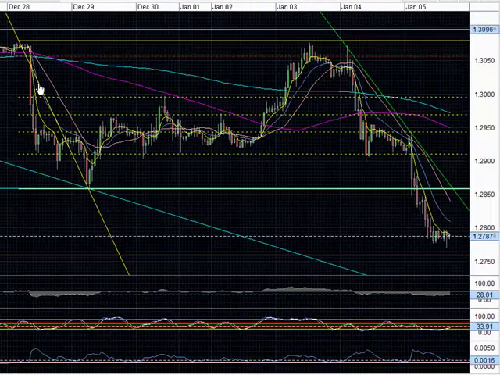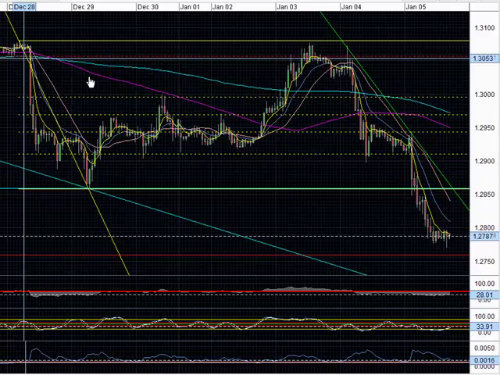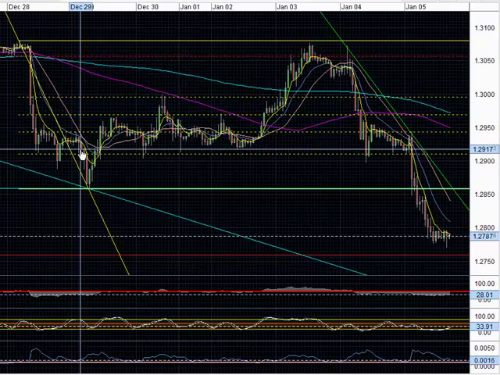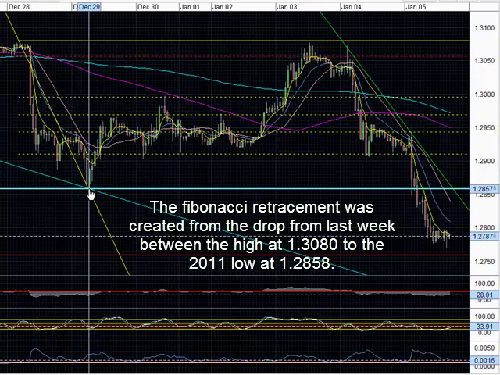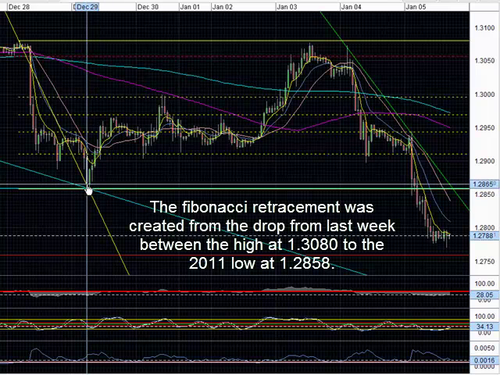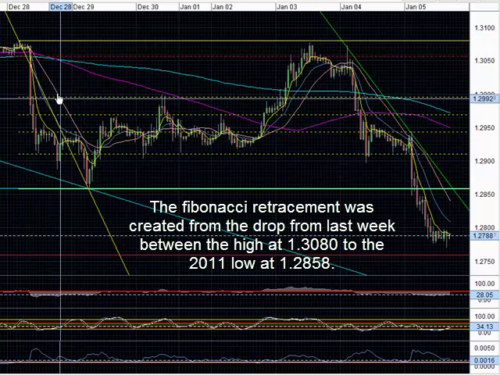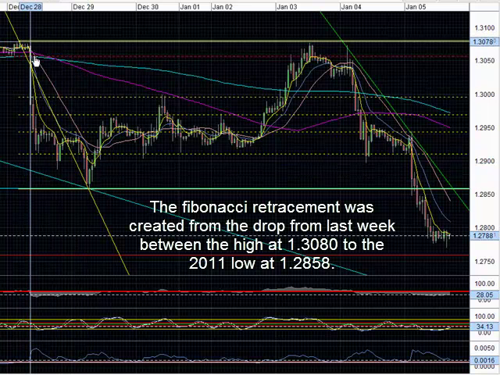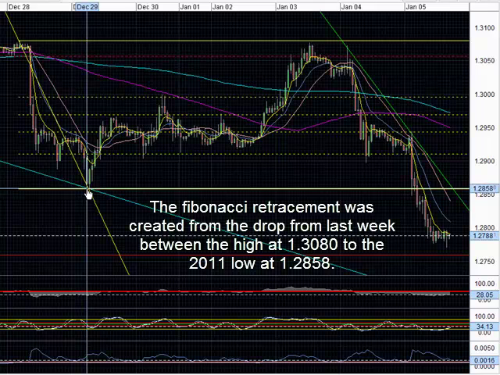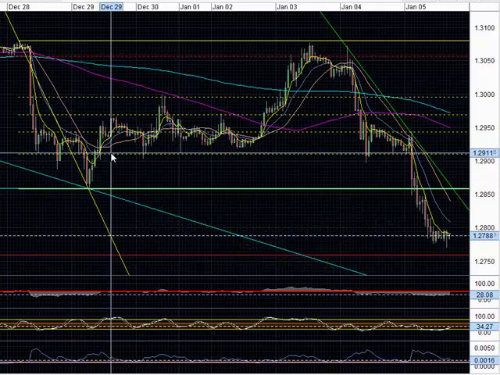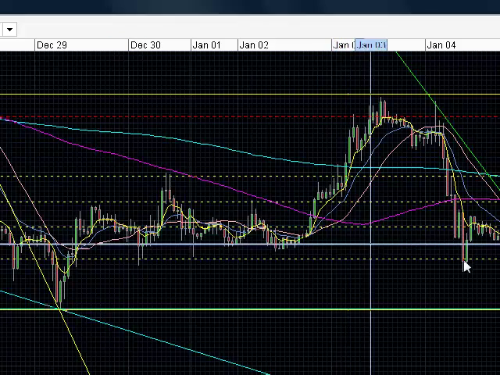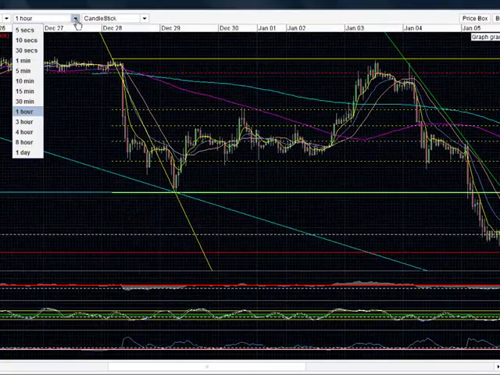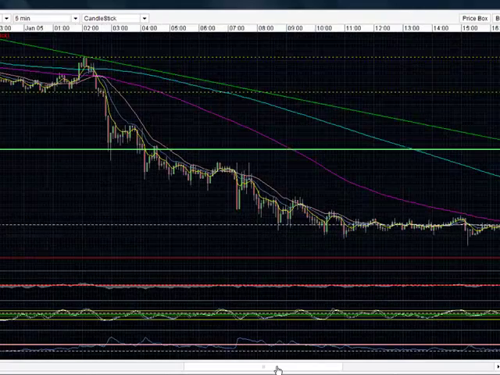If I was to go to the 1-hour chart, you can see that these fib levels were actually created from the drop last week that formed the new 2011 low here at 28.57, and the Fibonacci levels were drawn from the high here at 30.80 down to the low at 28.58. So then this 23.6% level and the 38.6% retracement level formed the range during today's Asian trading session. Now let me go back to our 5-minute chart.